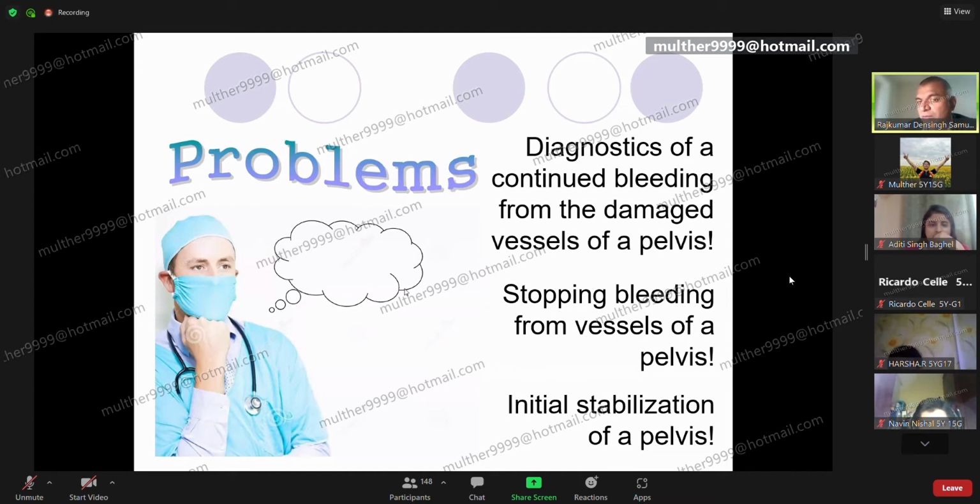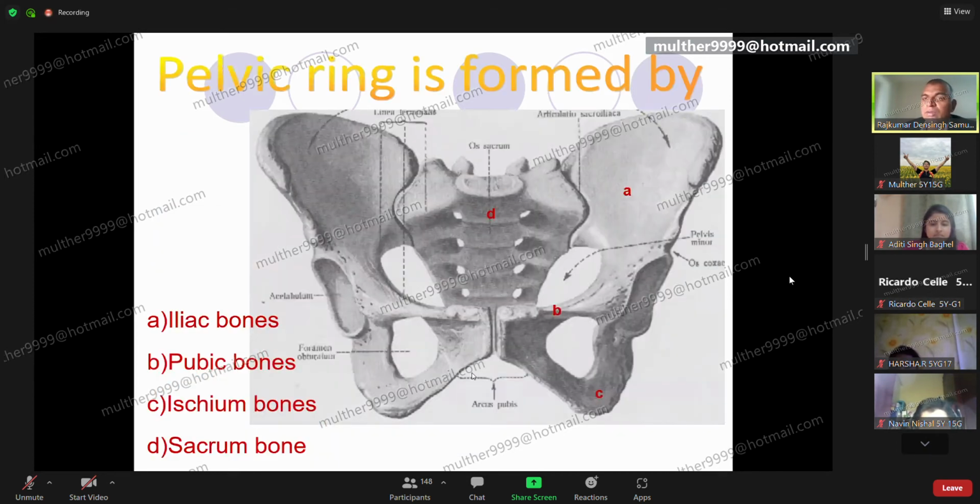The biggest problem that we have is how to stop the bleeding. Next, one more problem that can come across to us is how to stabilize the pelvis. These are all the biggest problems that are put forth in front of a doctor when you handle a pelvic fracture.